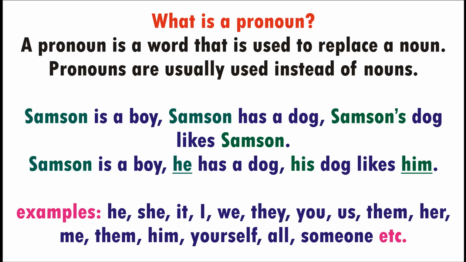Samson is a boy. He has a dog. His dog likes him. You would realize that this sentence sounds better than the first one, in which Samson is repeated about 4 times. Other examples of pronouns include he, she, it, I.